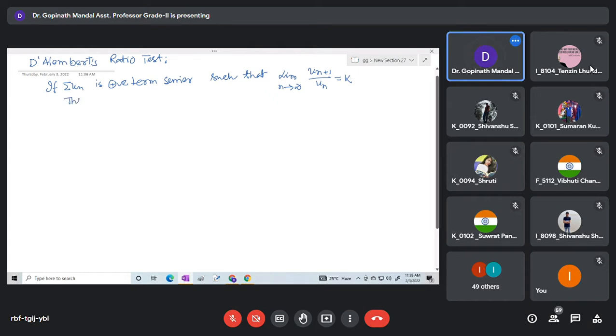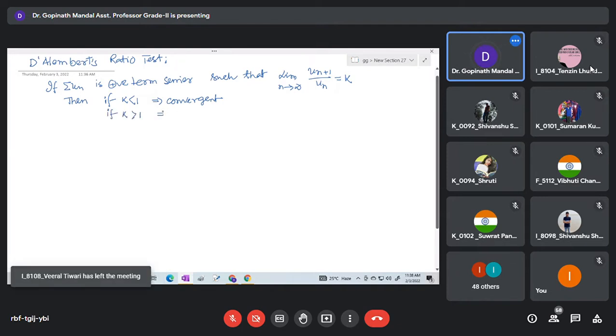Then if k is less than 1, the series is convergent, and if k is greater than 1, then the series is divergent. But when k is equal to 1, then this ratio test, that means D'Alembert's ratio test, fails. This test fails.